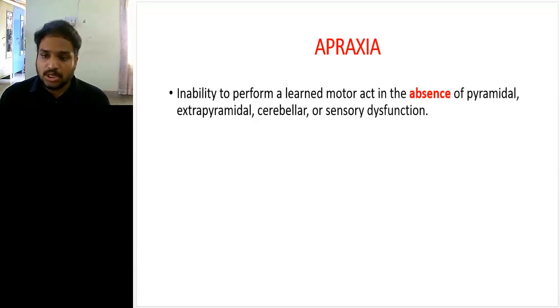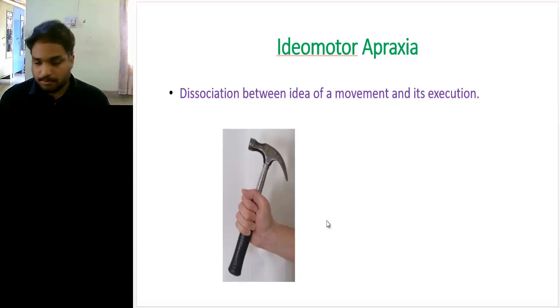Now what are the different types of apraxia? The most common form encountered in clinical practice is ideomotor apraxia, right? So what is ideomotor apraxia? There is dissociation between the idea of a movement and its execution, right? So both the idea as well as execution is gone, right? So how will you test for this ideomotor apraxia?